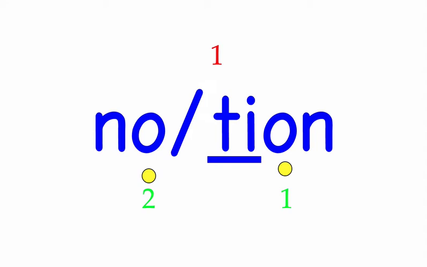Plaque. Plaque. There was a plaque on the wall honoring her achievement. Plaque. 4 sounds. P, l, a, k. Plaque. Now at this point, pause the video, completely mark the word using the marking system we've just outlined in the last 3 words, and when you've completed that process, advance the video.